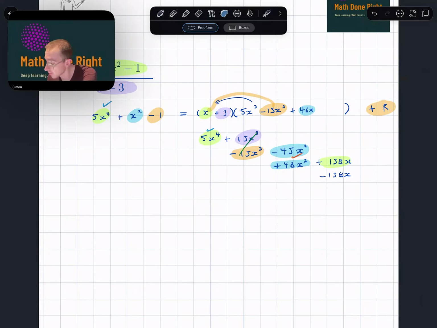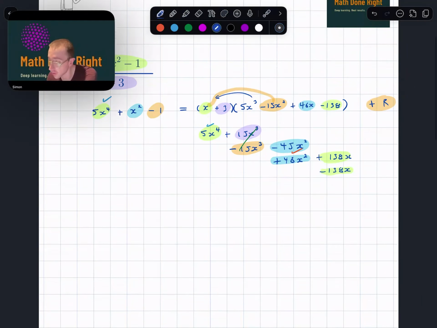Let's squish this over even more to make space. And what do we multiply x by to get negative 138x? Well, I'm pretty sure that's negative 138. Negative 138 gives us the negative 138x to cancel there. And by the way, we have the right number of x squareds, the right number of x's, which is 0, and the right number of x cubed, which is 0.